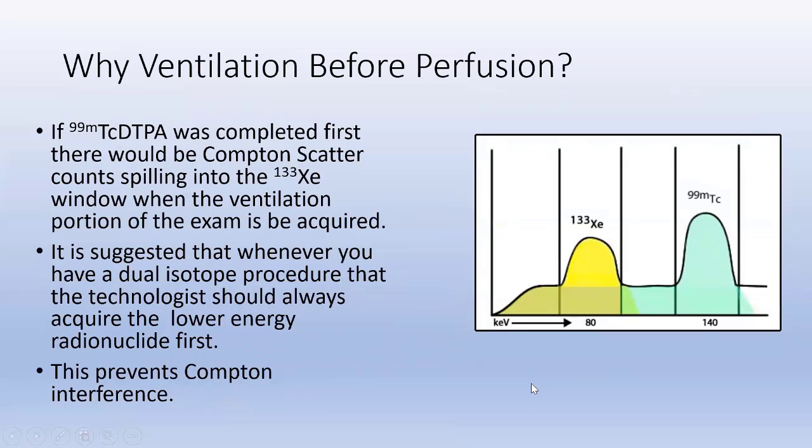So as I indicated before, why ventilation first? Well, if you look at xenon at 70 keV and you look at technetium at 140 keV, one needs to appreciate the fact that if you did technetium first, then you would have Compton scatter spilling into the xenon window, which would actually be interfering with the xenon 133. So in order to prevent this scatter radiation spilling into the xenon window, you do xenon first, then you follow it up with technetium-99m MAA.